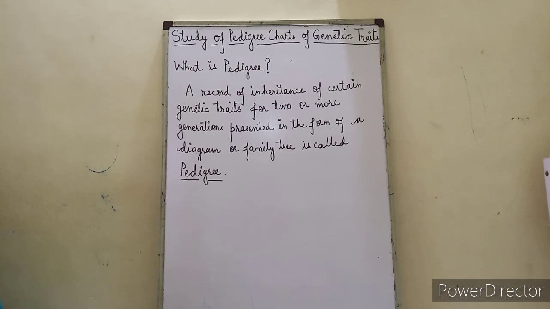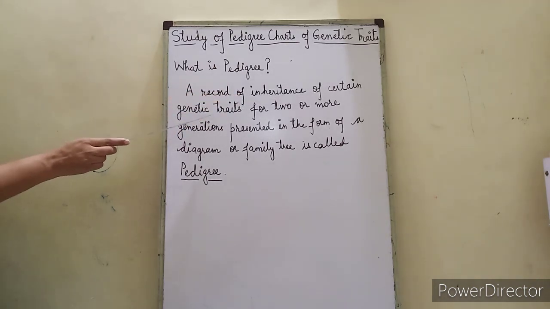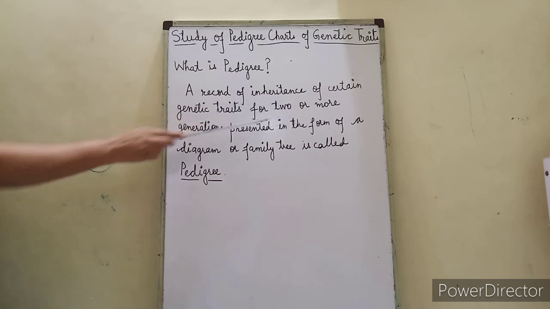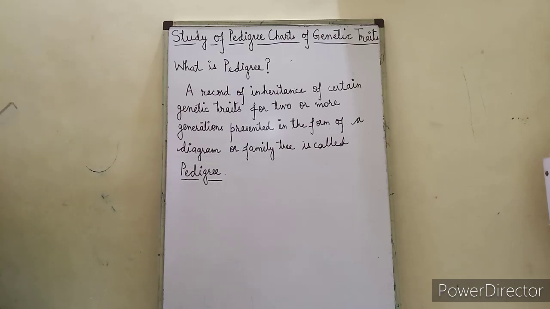Coming to the lab sessions, today we are going to study the pedigree charts. Study of pedigree charts of genetic traits. First of all, we should know what a pedigree is. A record of inheritance of certain genetic traits for two or more generations presented in the form of a diagram or family tree is called a pedigree.